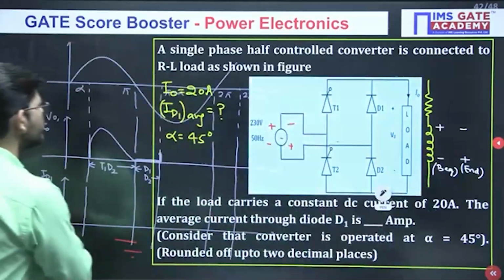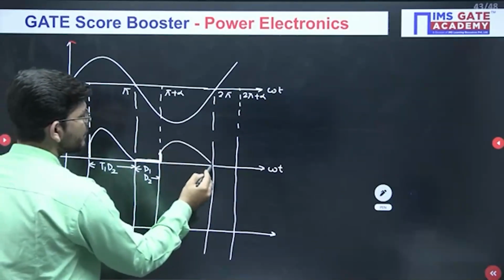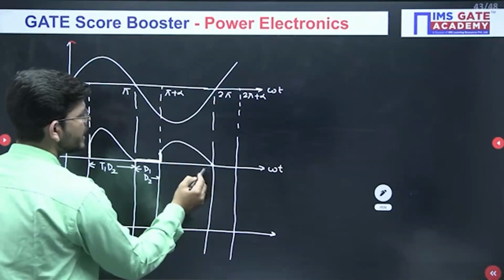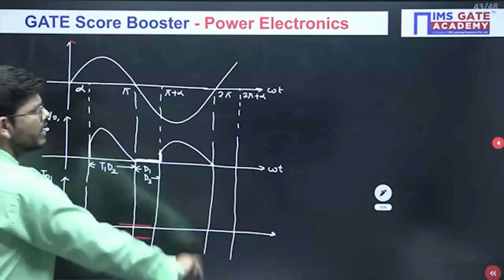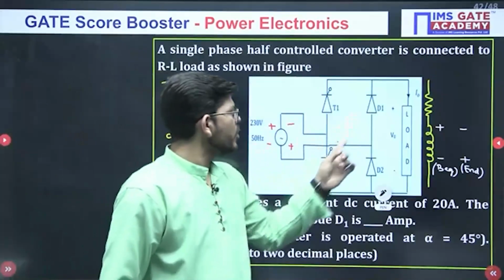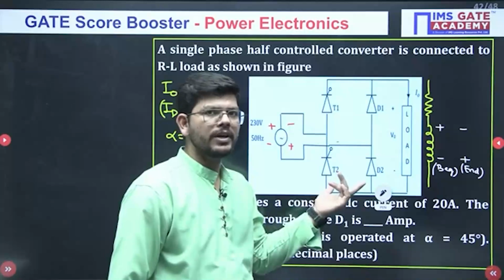So output will be equal to input, and output will be following the input like this. Now when you reach 2 pi, again the positive cycle is coming. So if the positive cycle comes, what happens? T2 must have become reverse biased. So there will not be any path for the current to flow.